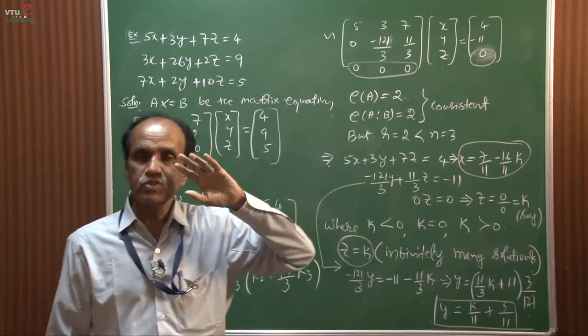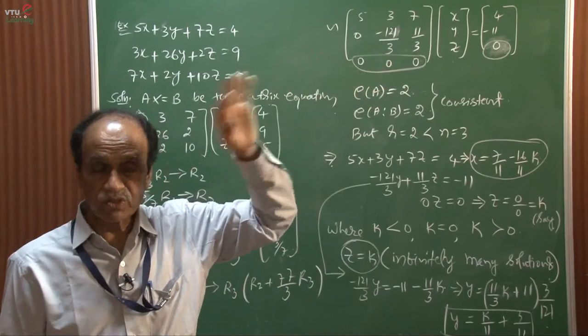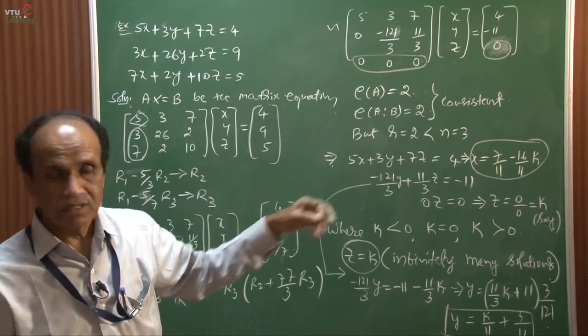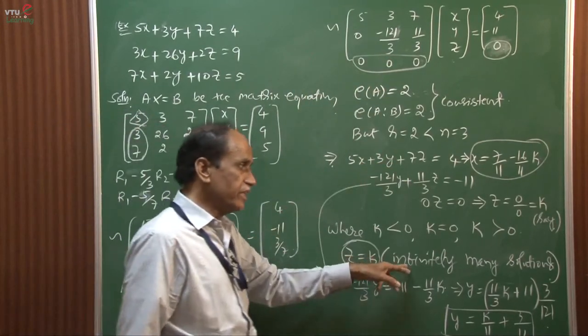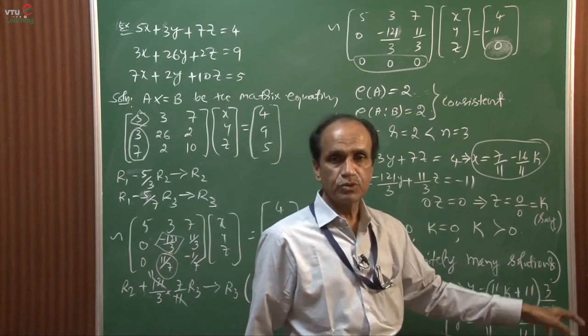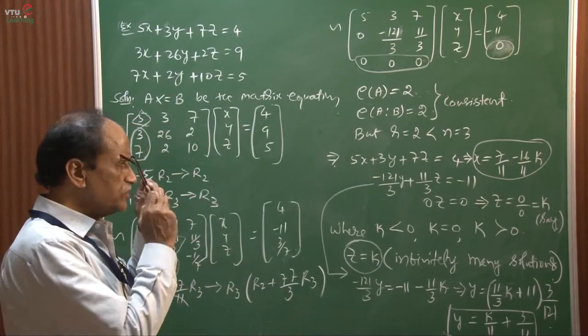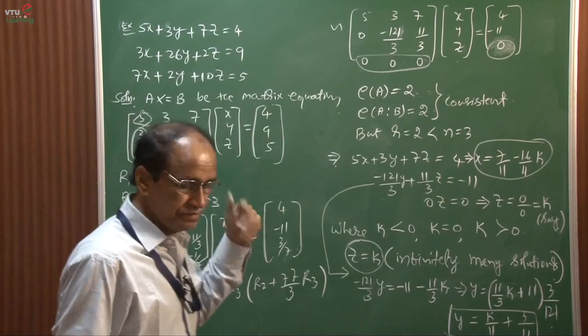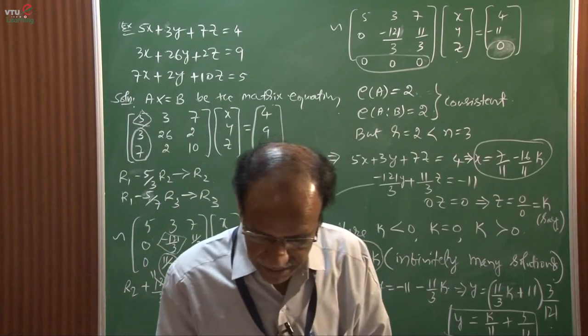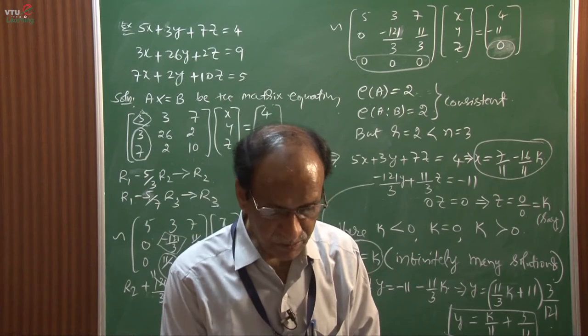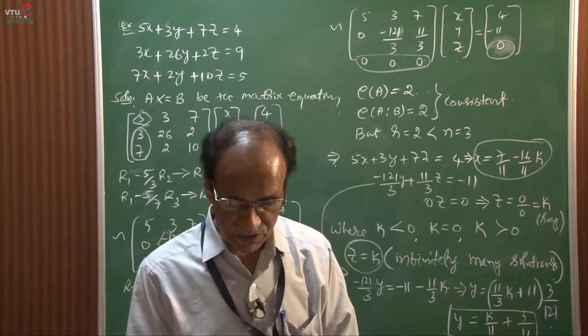So negative means so many values you can assign, positive means so many values you can assign. So only we call it as infinitely many solutions. Like this, the problem which we come across as infinitely many solutions.